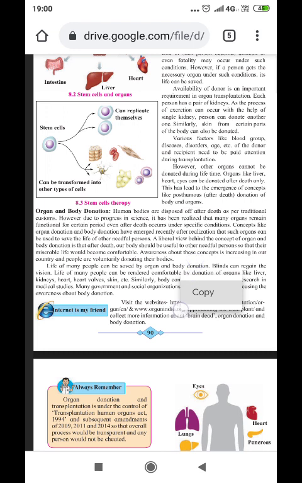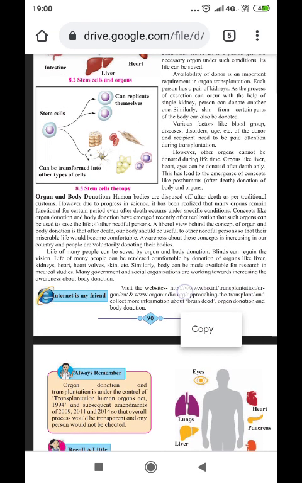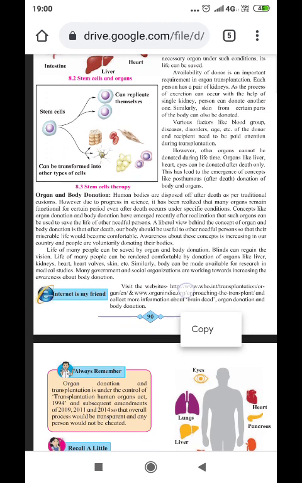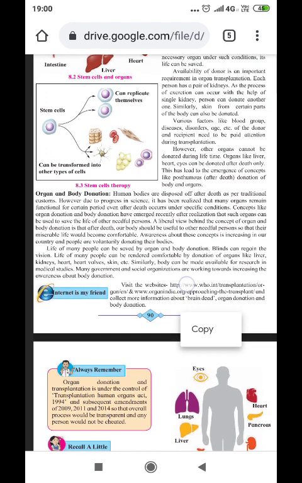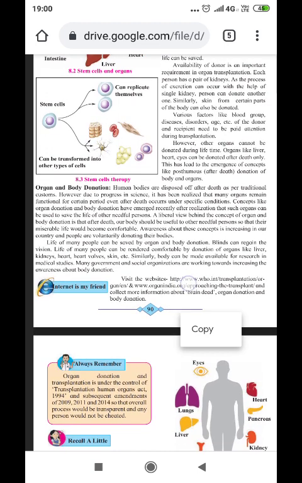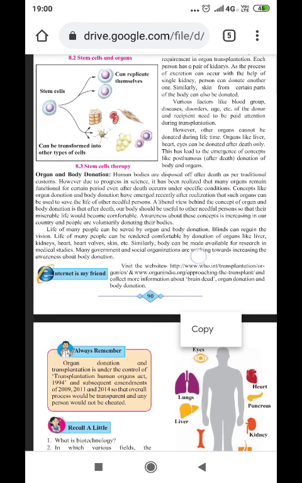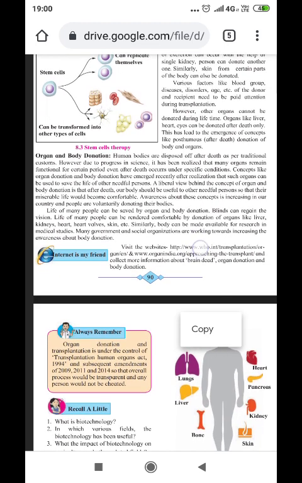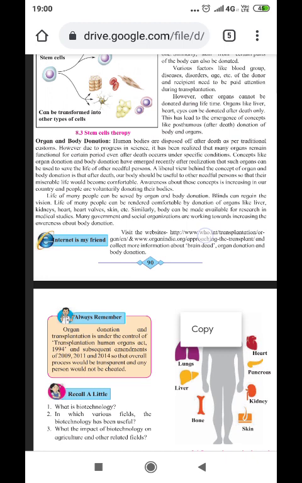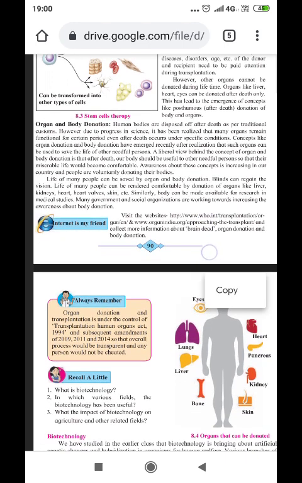Various factors like blood group, disease, disorders, age, etc. of the donor and recipient need to be paid attention to during transplantation. So we have to be very careful about these factors at the time of transplantation of the organs.